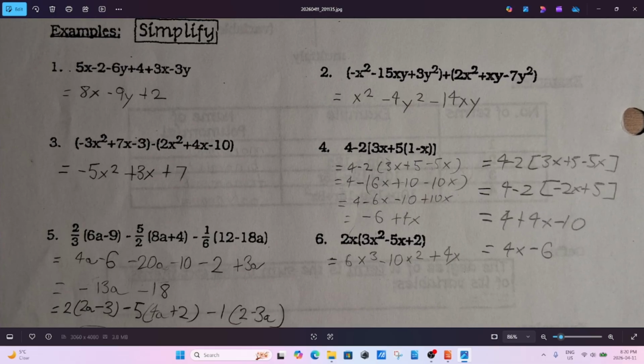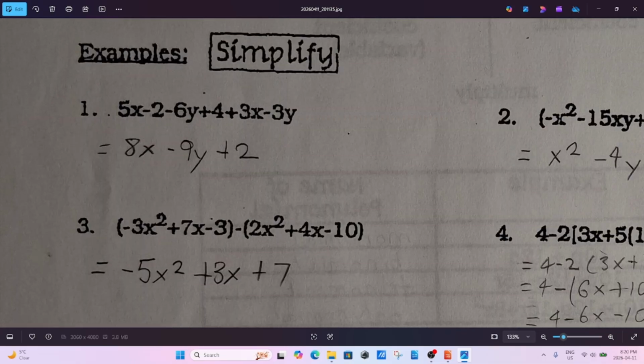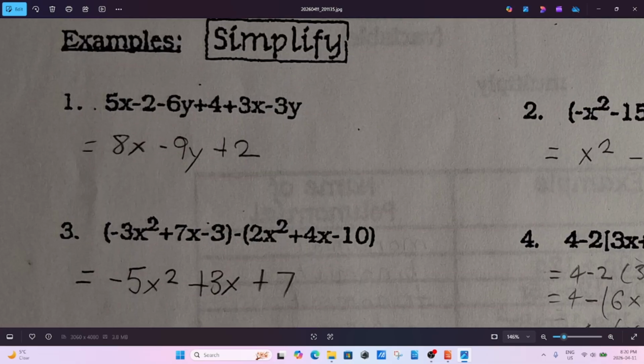So we're going to simplify. So here's a question: 5x minus 2 minus 6y plus 4 plus 3x minus 3y. And that is equal to 8x because the 5x and the 3x is added together to give you 8x. The -6y and the -3y is added together to give you -9y. And then -2 plus 4 gives you a +2.